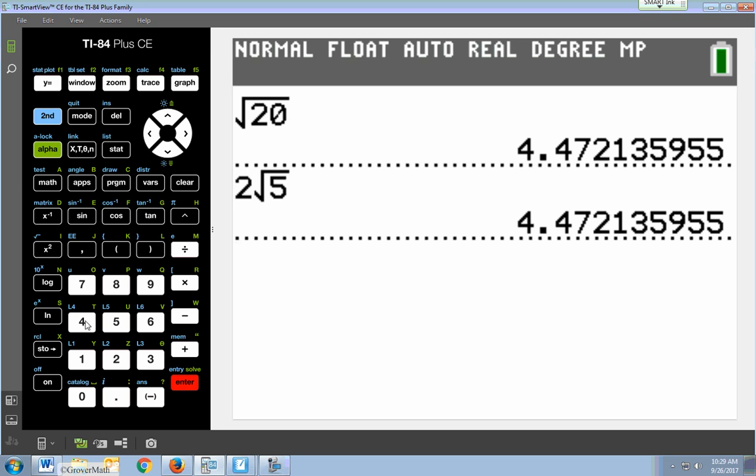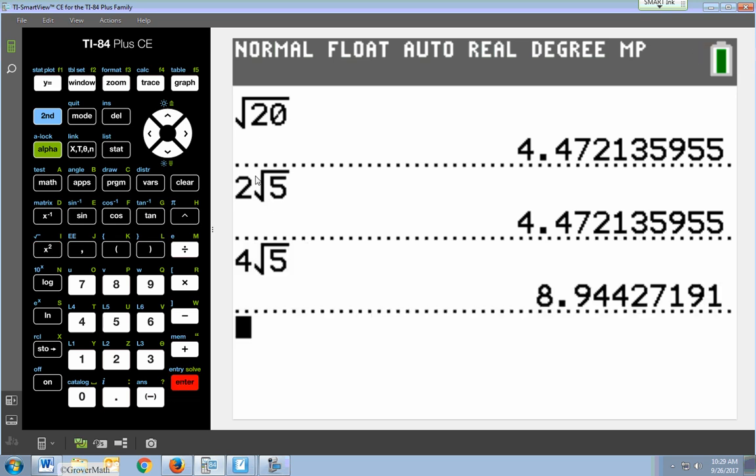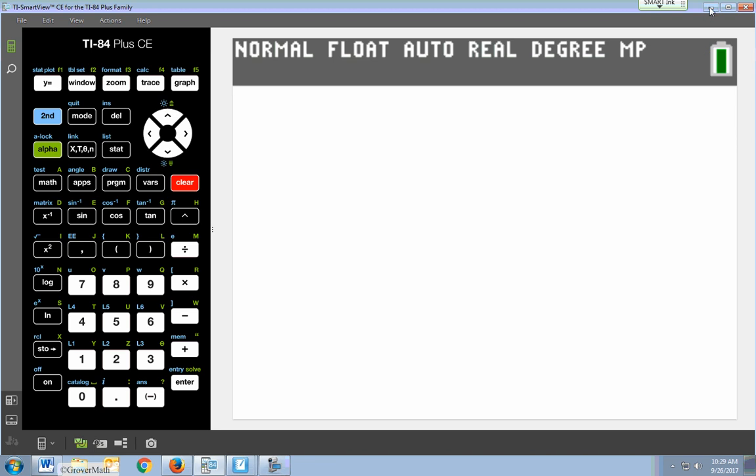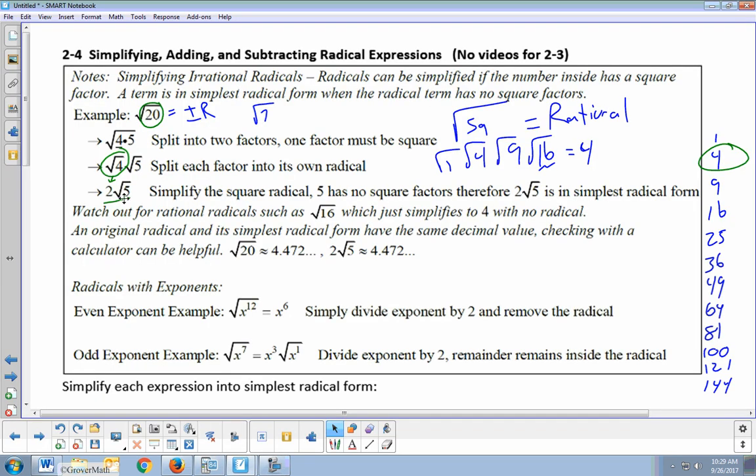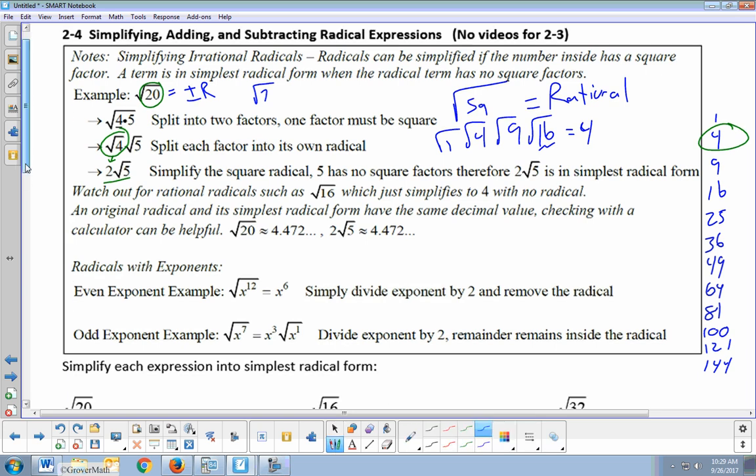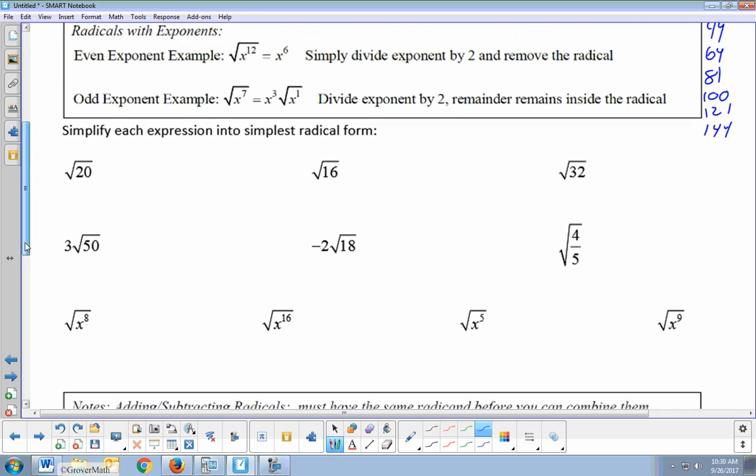Let's say I made a mistake and thought the answer was 4 rad 5. Well, if I type that in and compare it to the original rad 20, I'm getting something different. So when you're simplifying radicals, the original radical and your simplified radical should have the same decimal in your calculator. All right, so that's simplifying radical numbers. Let's do a few of those before we get to the variables.